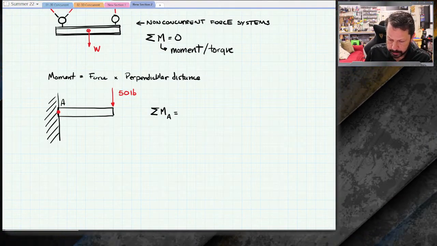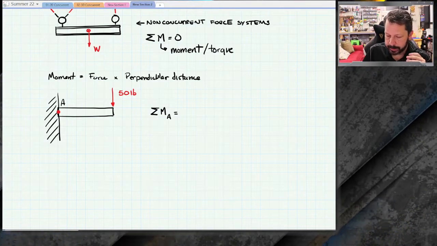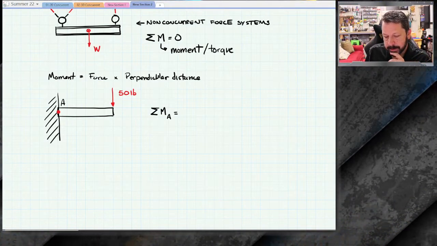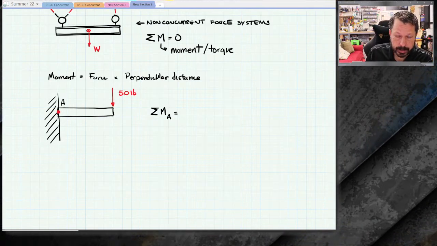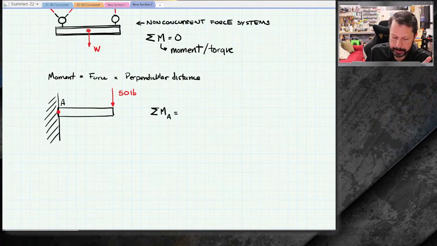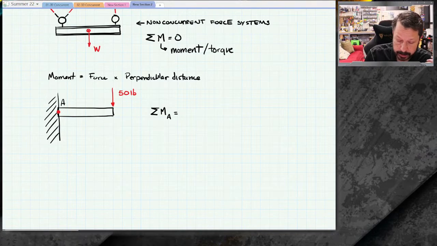Now, the standard, there's a rule, a right-hand rule. We'll get into that later. We don't need it right now. That's going to usually mean that counterclockwise is positive. But looking at this problem, I'm actually going to define clockwise as positive.